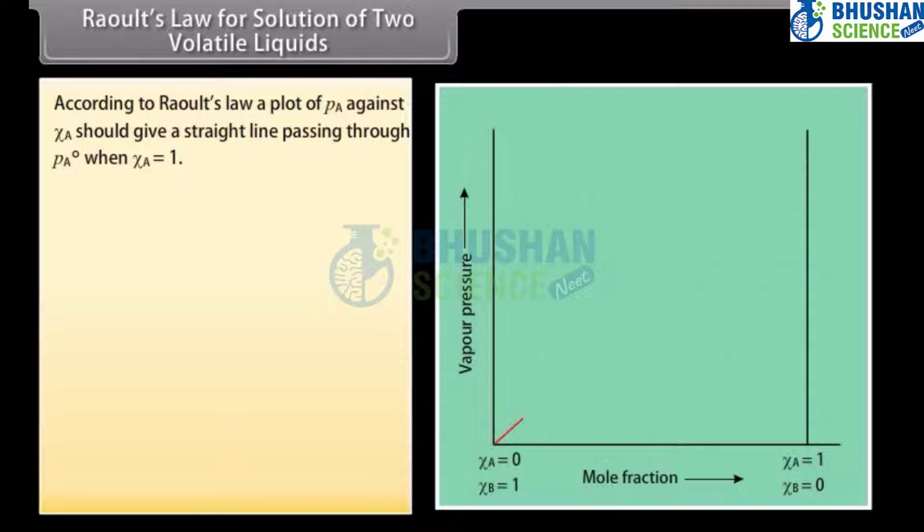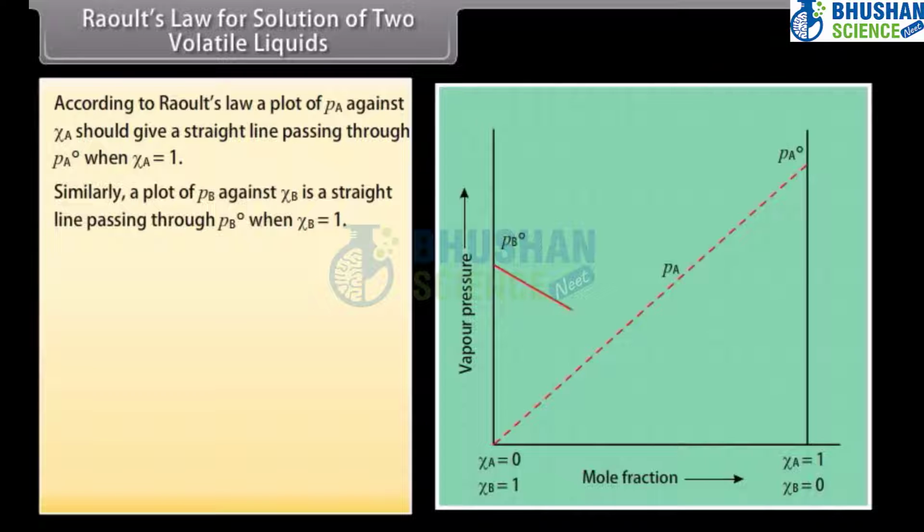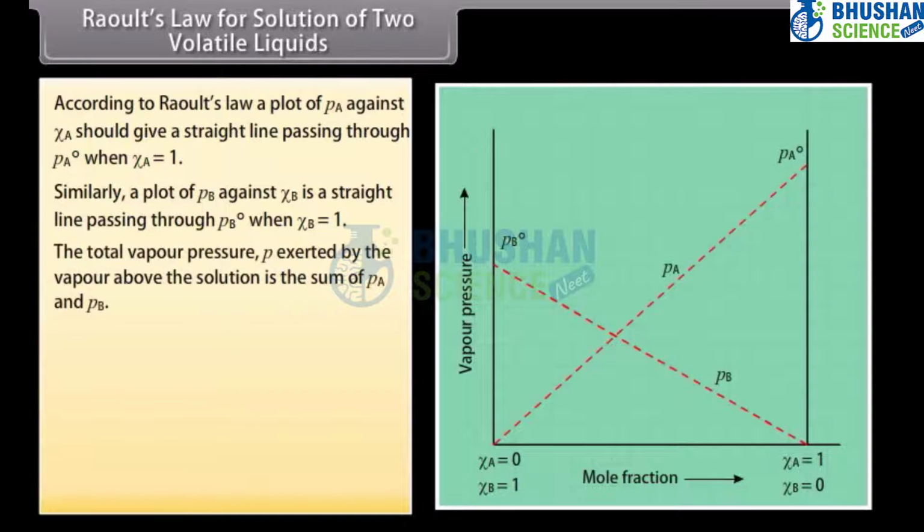According to Raoult's law, a plot of PA against XA should give a straight line passing through P°A when XA = 1. Similarly, a plot of PB against XB is a straight line passing through P°B when XB = 1. The total vapor pressure P exerted by the vapor above the solution is the sum of PA and PB. P = PA + PB.